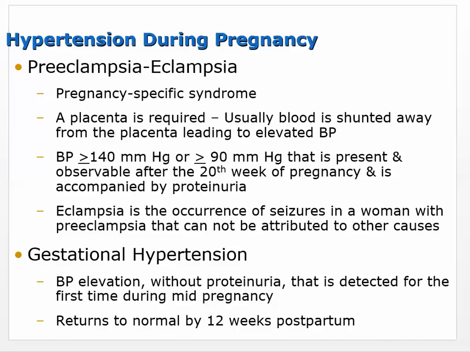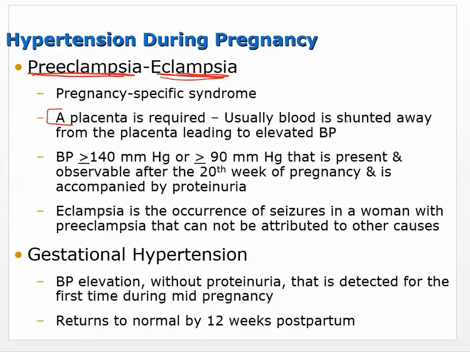Okay, so hypertension during pregnancy. We call that preeclampsia. Okay, so an increase in blood pressure during pregnancy. Now, when that results in seizures, we call that eclampsia. Okay, so preeclampsia, eclampsia, pregnancy-specific syndrome, a placenta is required. So the mom's blood supply is going through the placenta. So as the placenta tends to develop, then there's more blood being moved away from mom through the placenta and to be shared with the baby.